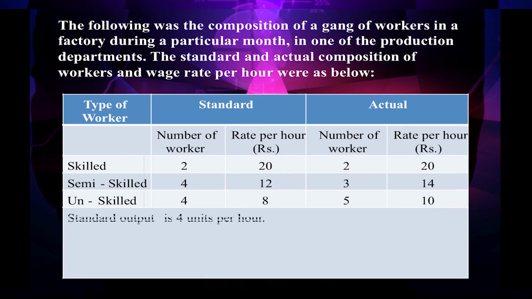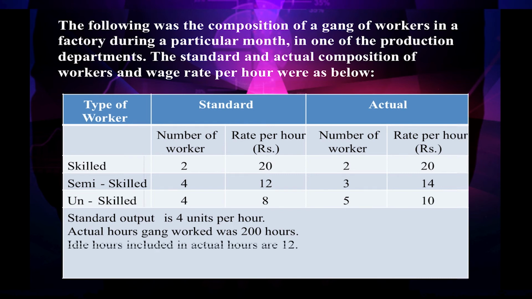Standard output is 4 units per hour. Actual hours the gang worked was 200 hours. Idle hours included in actual hours are 12. Actual output we assume as 810 units. Let us calculate variances. First we will have the table with 5 columns.